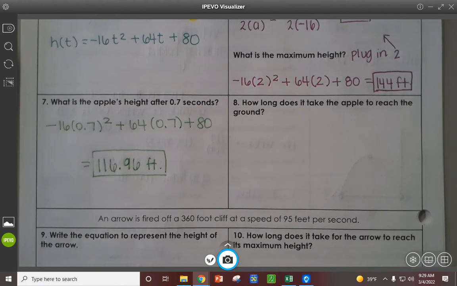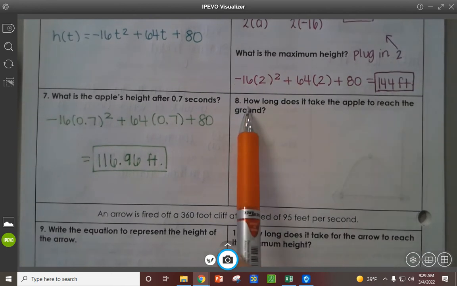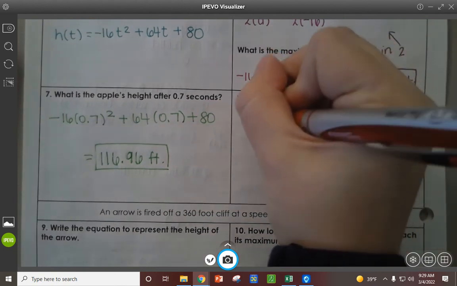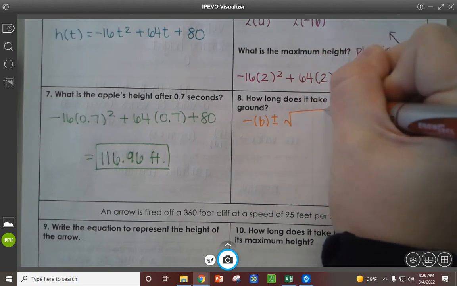Number 8. How long does it take the apple to reach the ground? So what am I doing here? Quadratic formula. So when it says how long does it take to reach the ground, it's referring to your X-intercepts, which we will find with the quadratic formula. And I'll rewrite it so you don't have to flip back and forth.